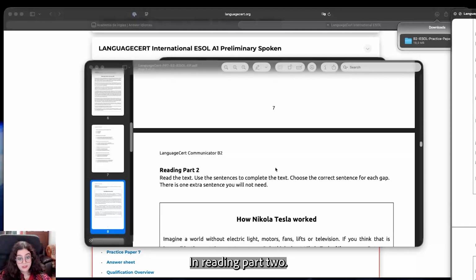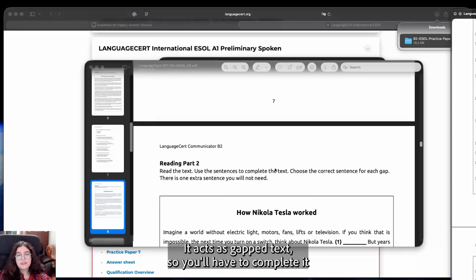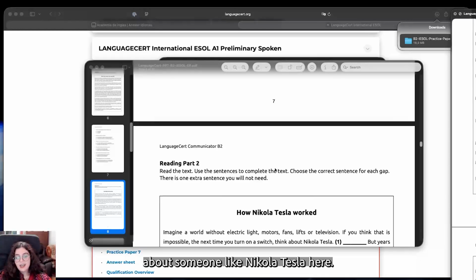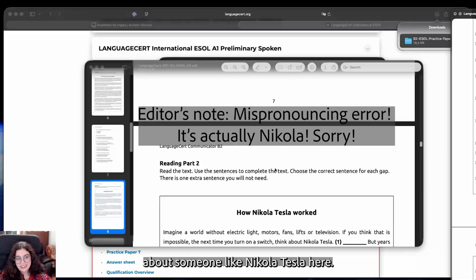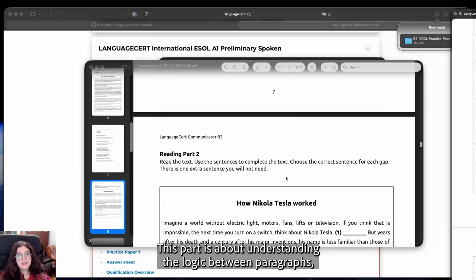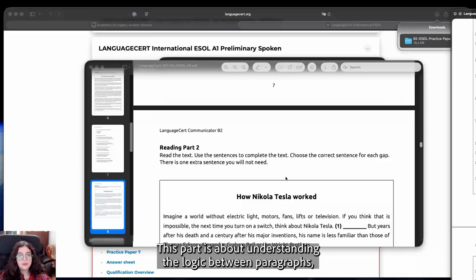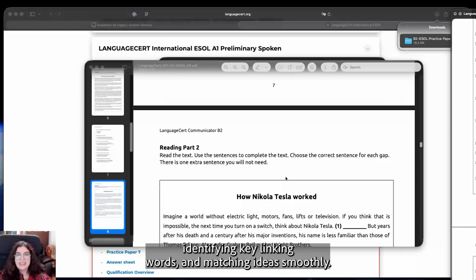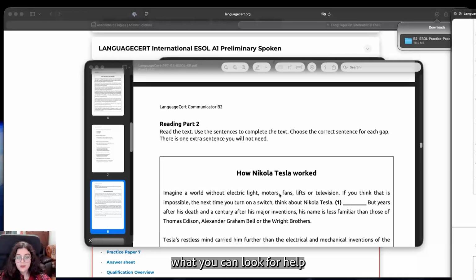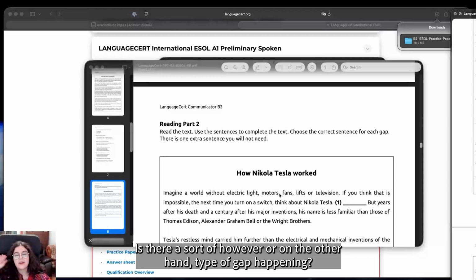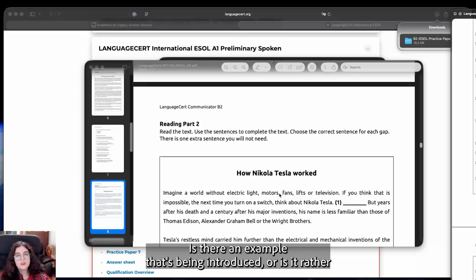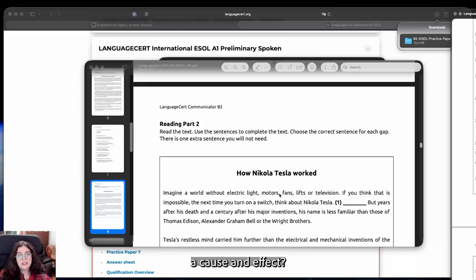In reading part 2, it acts as gapped text, so you'll have to complete it about someone like Nikola Tesla here. This part is about understanding the logic between paragraphs, identifying key linking words, and matching ideas smoothly. What you can look for help is the contrast between the sentences. Is there a sort of however or on the other hand type of gap happening? Is there an example that's being introduced, or is it rather a cause and effect?